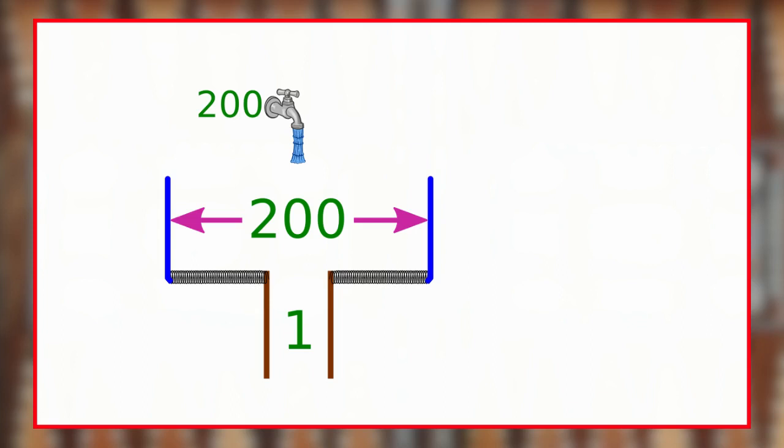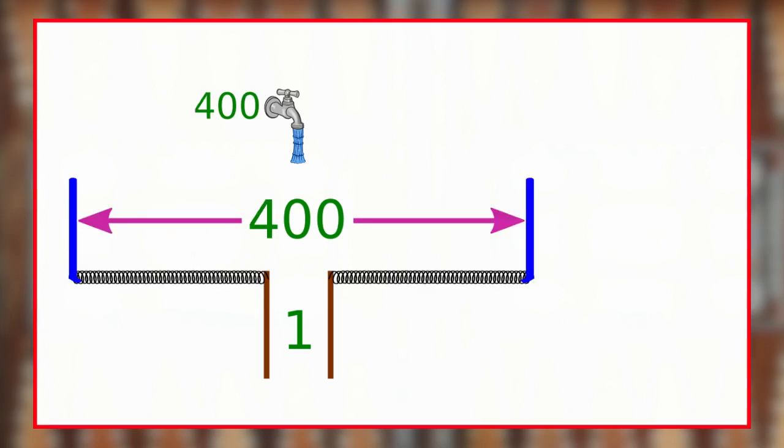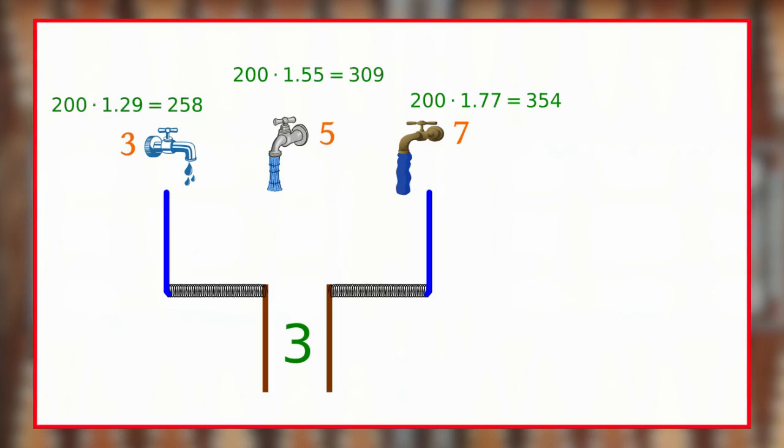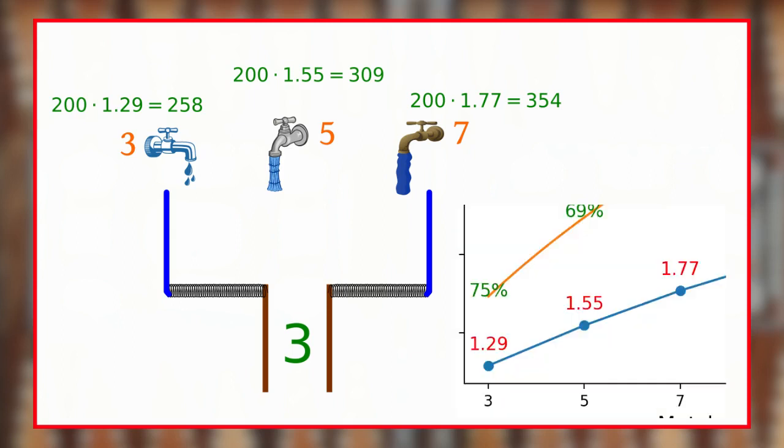And if the Elo difference was 400, the walls would expand to 400. Now, what happens when they play 3, 5 and 7 point matches? Now, 3 streams are coming in, so let's set the outlet at 3. Each stream comes at a different rate. The 3-point stream comes at 258, 200 times 1.29, where 1.29 is the 3-point match multiplier from the B line. The 5 pours 309 and the 7 354.